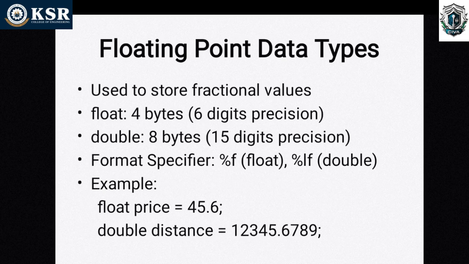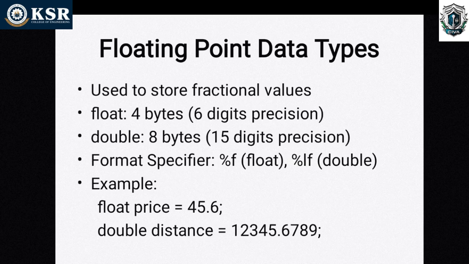Next, let's see the floating point data types. They are used to store fractional values. Float is 4 bytes with 6-digit precision. Double is 8 bytes with 15-digit precision. The format specifier for float is %f and the format specifier for double is %lf.